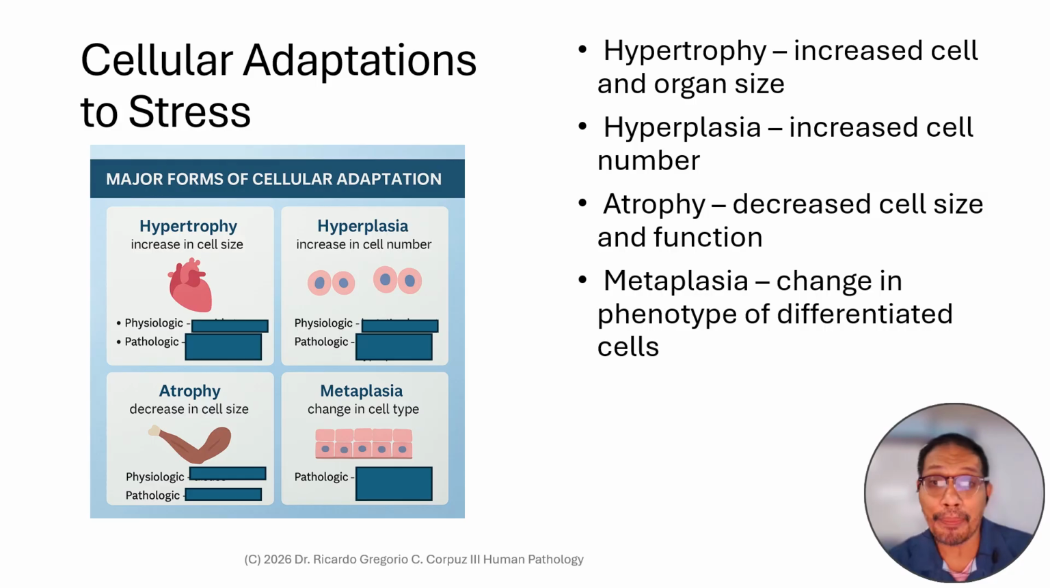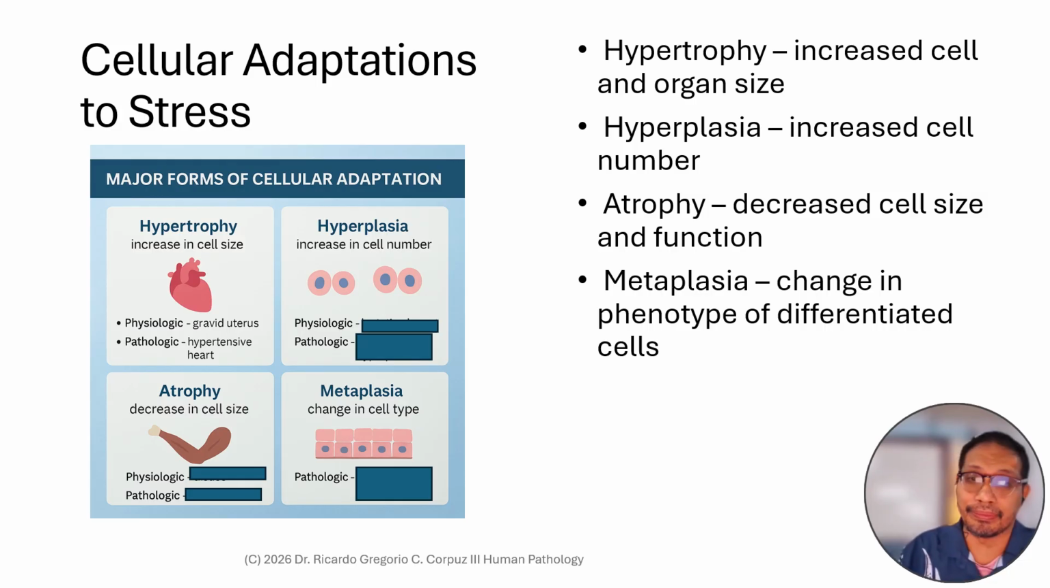In contrast, a pathologic example is what? Cardiac hypertrophy. In long-standing hypertension, the myocardium enlarges because it is forced to work against increased vascular resistance. But in both cases, the underlying drivers include mechanical stress and growth factor signaling. But the outcomes differ dramatically. One is adaptive and beneficial. The other eventually contributes to heart failure.